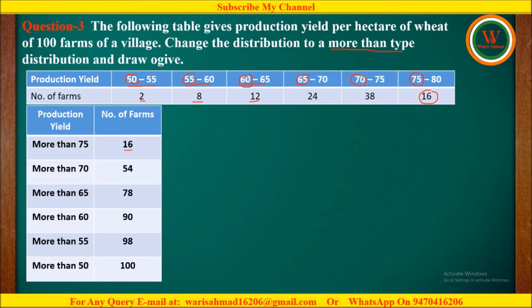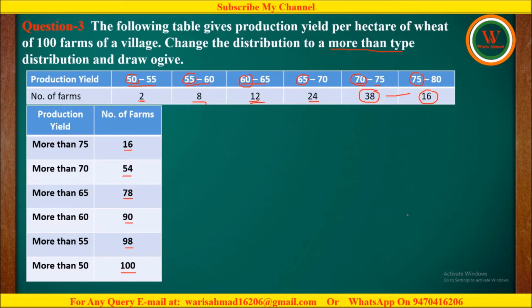Now from the second last class interval, that is 70 to 75, frequency is given 38. So we have to add these two. 16 plus 38 will be equals to 54. Now for the third row we can write here 54 plus 24 is equals to 78. Now 78 plus 12 is equals to 90. Now 90 plus 8 will be equals to 98, and 98 plus 2 will be equals to 100.